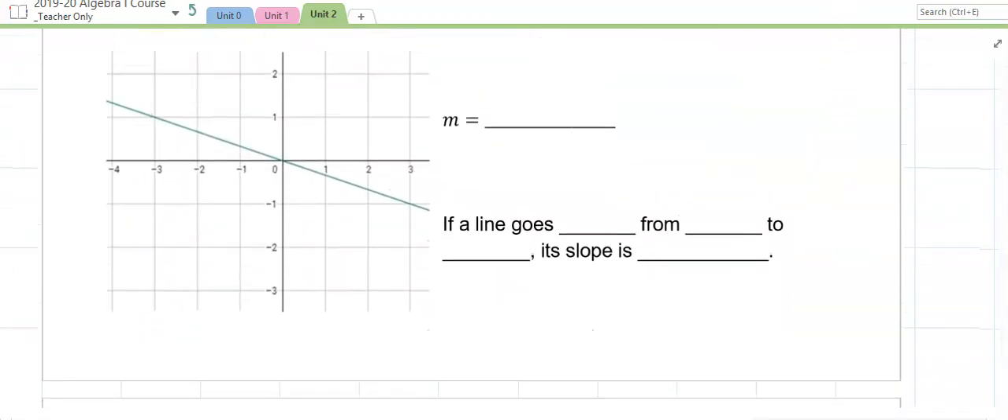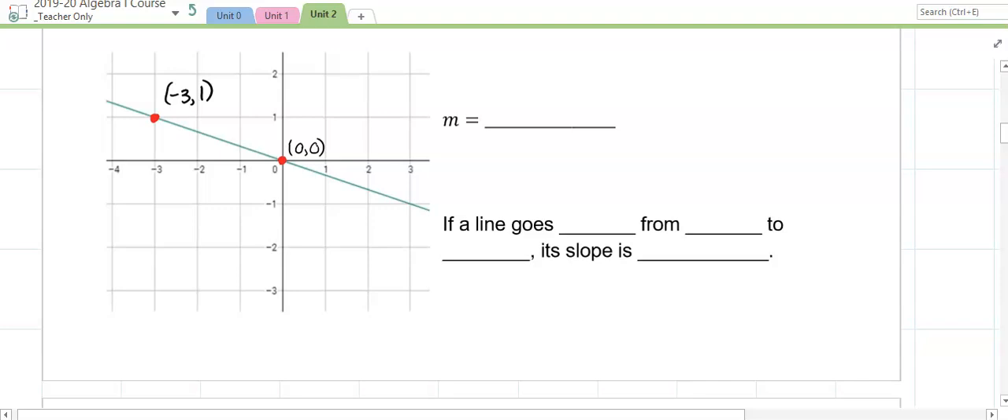Let's look at this next one. Again, I'm going to find 2 nice points. There are fewer nice integer coordinate points on this line. There's one right here. That's the point -3, 1. And there's a point right here at the center, at the origin, which we call 0, 0. If I start at my first point on the left, I have to go down 1, and I have to go over 1, 2, 3.